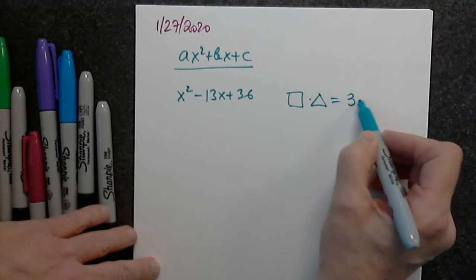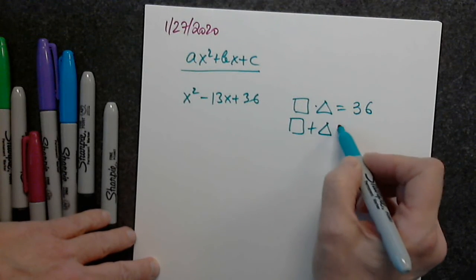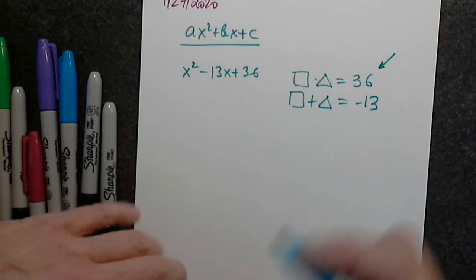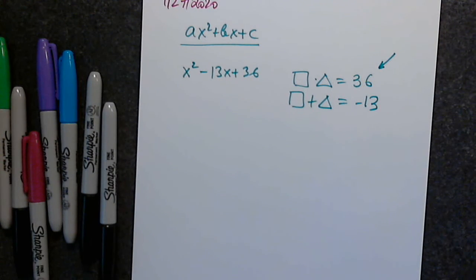Two numbers whose product is 36 and whose sum is negative 13. We always start with the product. The idea is the sum, the product of two numbers is positive.